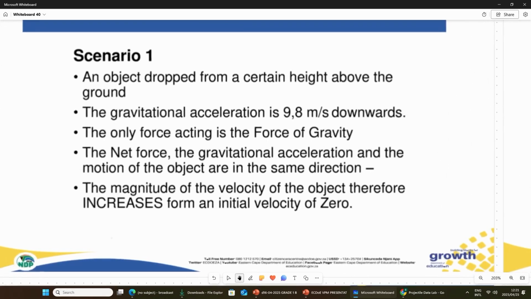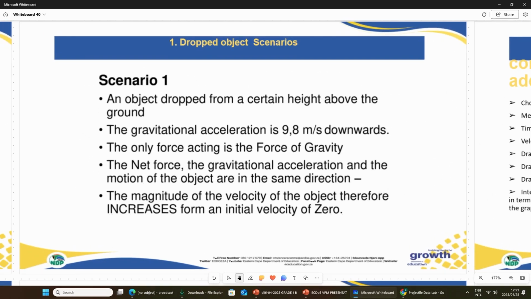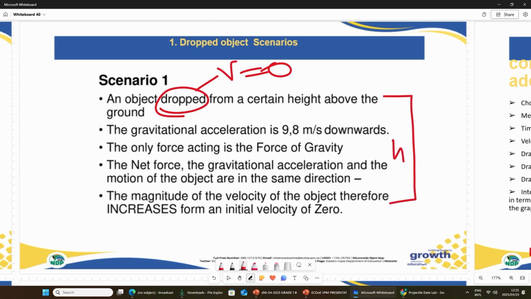On this first scenario, for a dropped object, the word dropped means something in science. It means the velocity here is equal to 0. The object is dropped at a certain height above the ground. If we have, for example, the top of a building, this object is dropped from the top of the building, then it goes straight downwards to the ground.